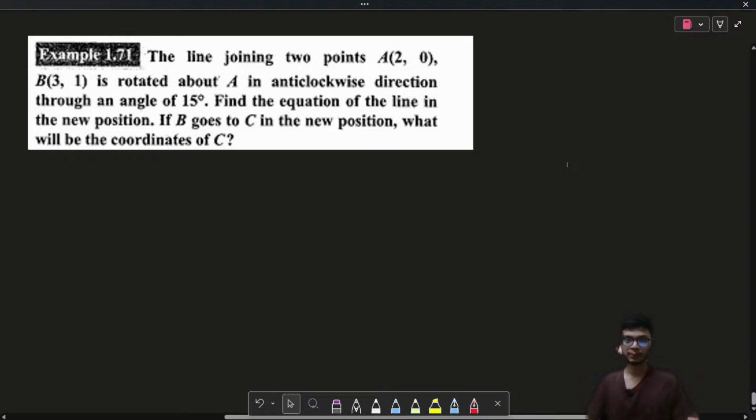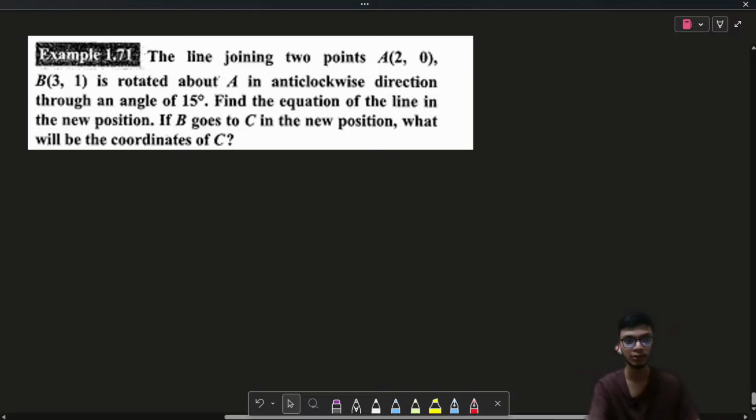Okay, so we have a question which is relating the line joining 2 points is rotated about a point A in the anti-clockwise direction through an angle 15 degree. Find the equation of the line in the new position. B, in the new position, goes to C. What will be the coordinate of point C? That is a simple problem, right? So you can easily solve this kind of problem.